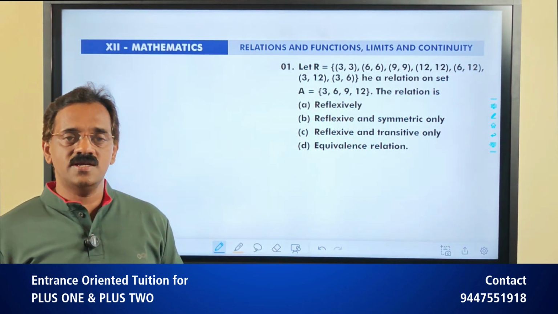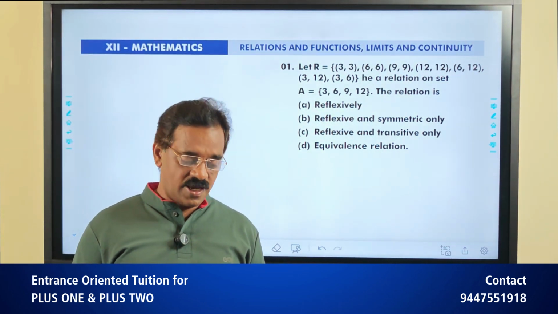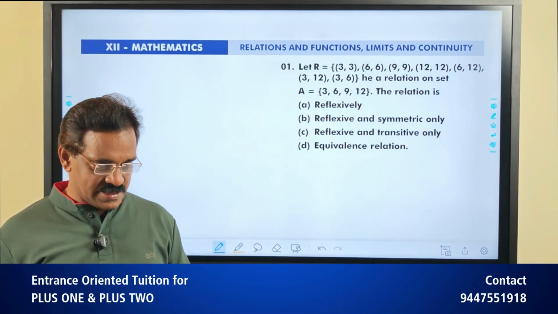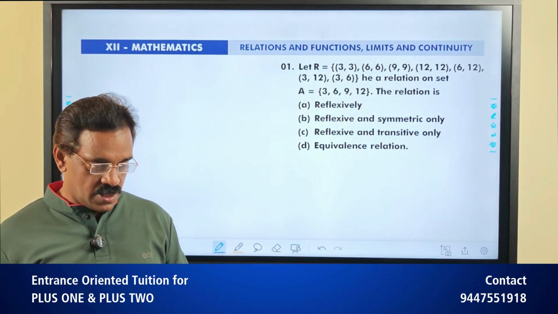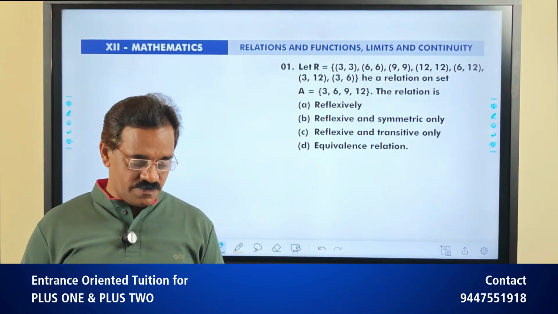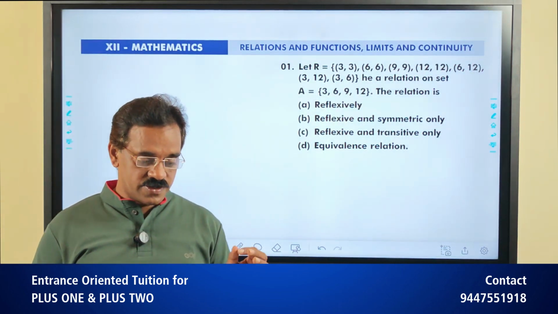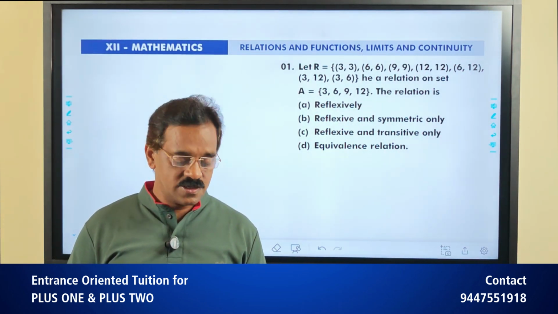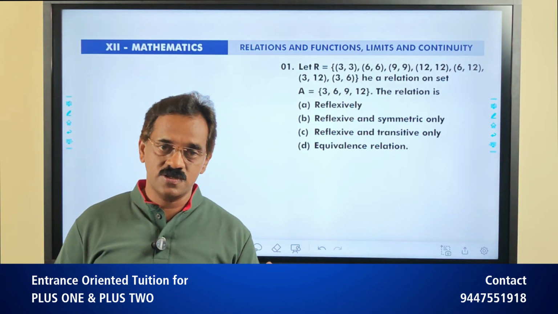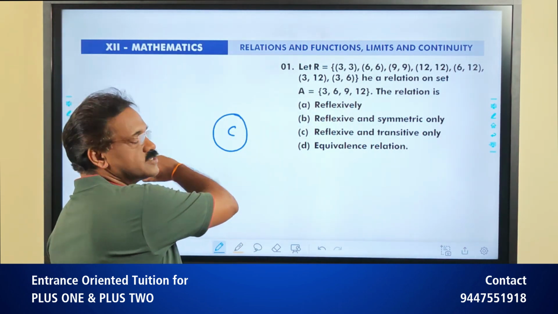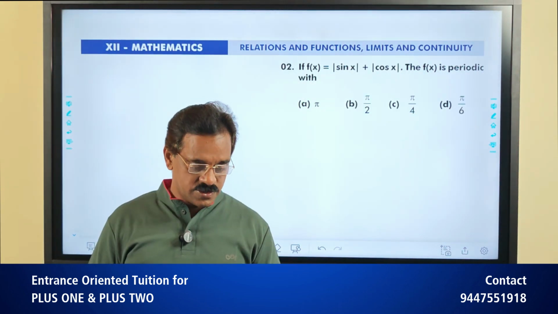And for transitivity, aRb and bRc implies aRc. For all the elements it is satisfying, like (3,12), (12,6), (3,6), everything is there. Then (3,6), (6,12), (3,12) is there. So for the given ordered pairs, it is transitive. So we can conclude that the first one is reflexive and transitive, but not symmetric. Therefore, the option is C. Hope you understood it. So the answer is C. Concept clear? Come to the next one.